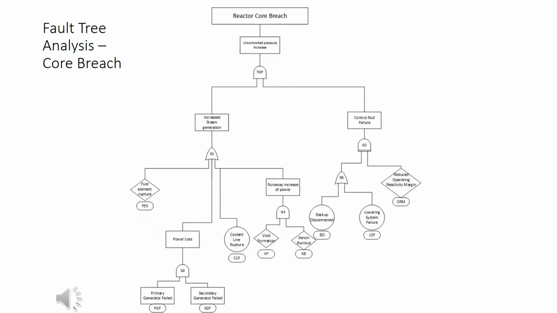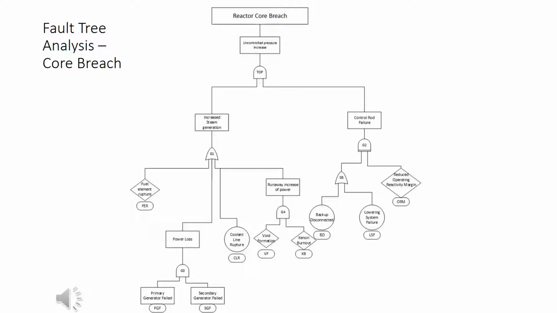Reactor core breach occurred when the primary generator was intentionally taken offline as part of a test, and there was not enough time for the secondary reactor to come online. This resulted in a failure of the coolant flow. The increase of steam and pressure also resulted in a fuel element rupture and a runaway power increase. Any one of these situations alone would cause a potential core breach.